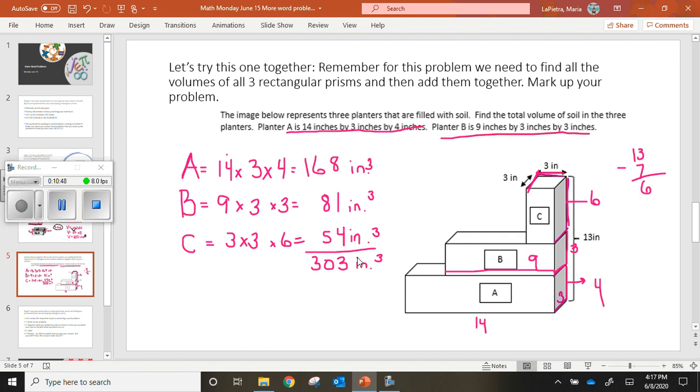It's extremely important, boys and girls, that you actually read the whole problem so that you can see and mark up exactly how to label your diagram. Okay.